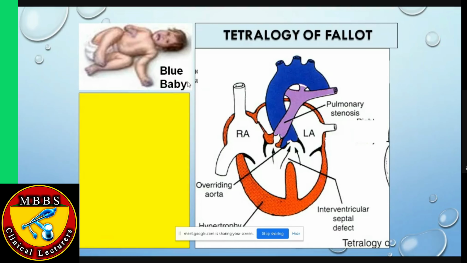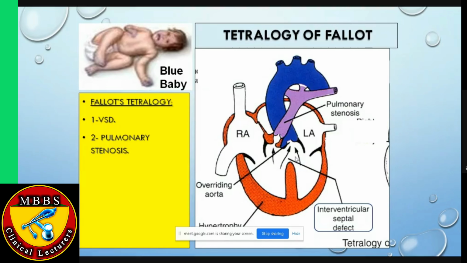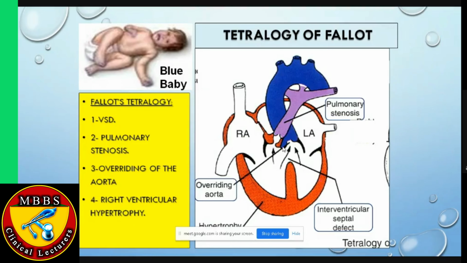And definitely when we call it a cyanotic disease, that means the baby will be blue because it's a cyanotic disease of the heart. Now, this tetralogy of Fallot comprises four anomalies. The first one you can see over here is the VSD, that is the ventricular septal defect. There is pulmonary stenosis, that is the narrowing of the pulmonary vessel. There is an overriding of the aorta, and there is hypertrophy of the right ventricle. So tetralogy of Fallot is a combination of the ventricular septal defect, pulmonary stenosis, overriding of the aorta, and right ventricular hypertrophy.